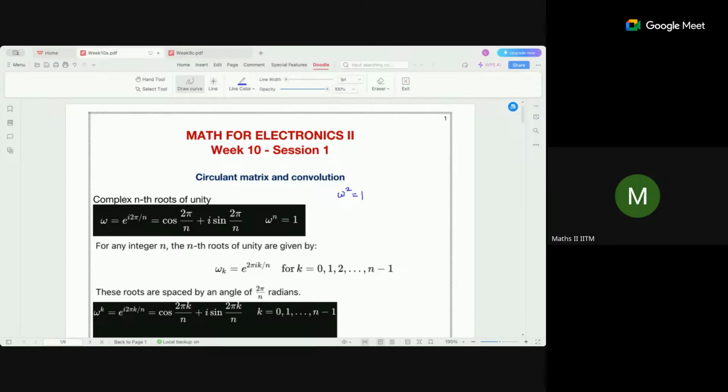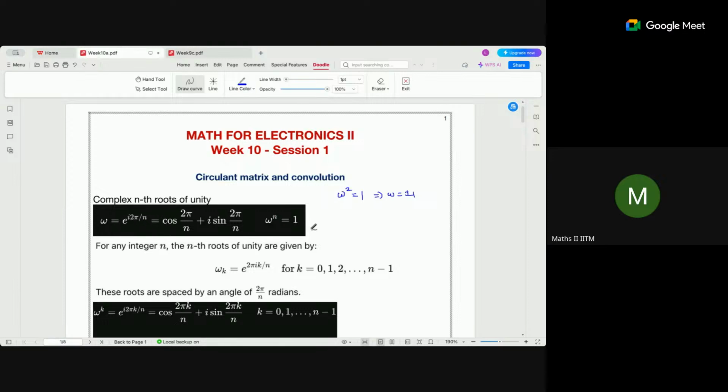So omega square equal to 1 means omega is equal to plus or minus 1, right? In the same way, if you raise it to the power 3, 4, 5, 6, or any natural number, what are all the possible roots? These roots are called the complex nth roots of unity. So how are we visualizing it? We are visualizing it using polar coordinates.